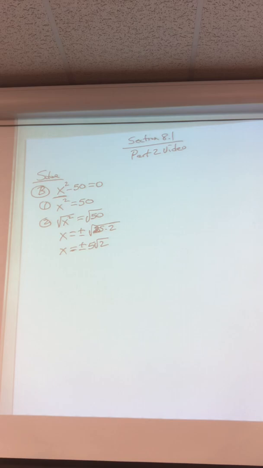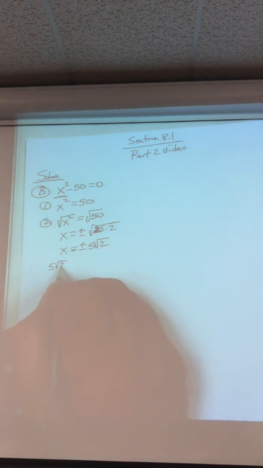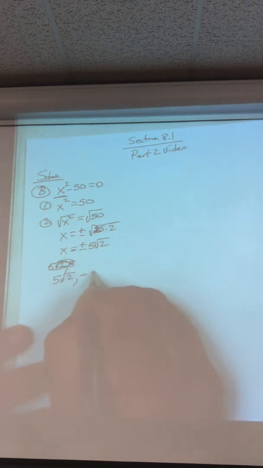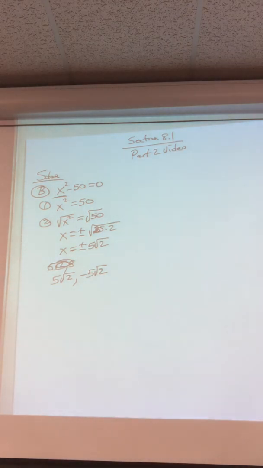I think the computer has a plus minus button, so you can enter it plus or minus 5 square root of 2. Or I think it will let you enter them separately by separating them by a comma. But if you do that, make sure that you do not put them in parentheses.